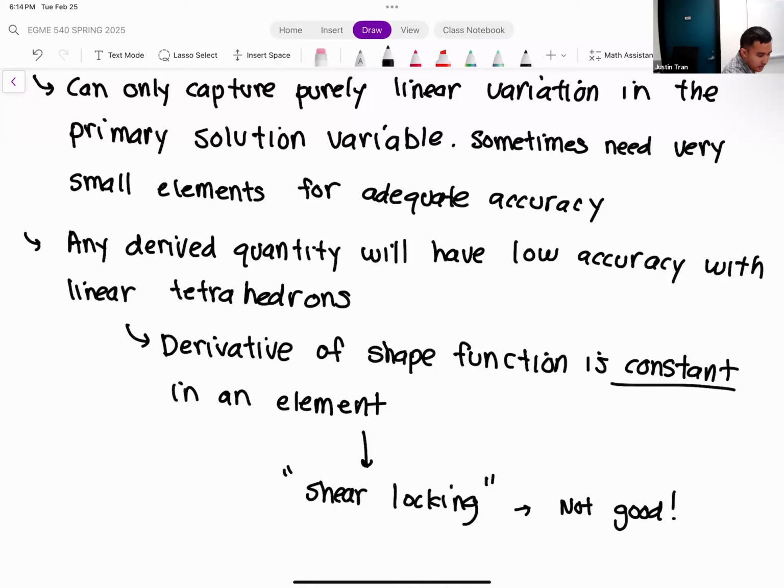Okay, but that's the linear tet, and the linear tet is the simplest you can do, but there's still a lot of really great things you can do with linear tets, as long as you're aware of their limitations. All right, any questions on this? Okay, all right, so let's go ahead and move on to the next element.